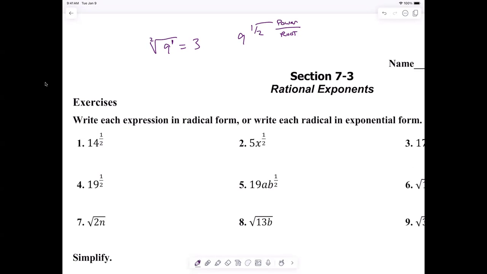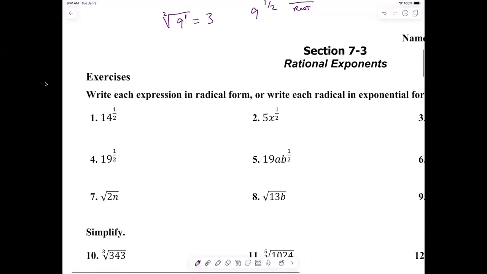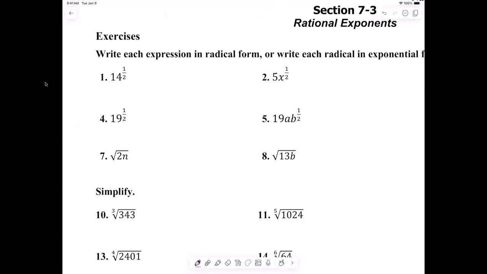So now that you understand that, please look how simple it is. I want to write 14 to the 1/2 as a root. So you would write that as the square root of 14. That's all you have to know. Anything to the 1/2 power is the square root. Now, look at number 2. Is 5 a square root? No. So this would be written as 5 square root, and then that would be x. Everybody with me on that?